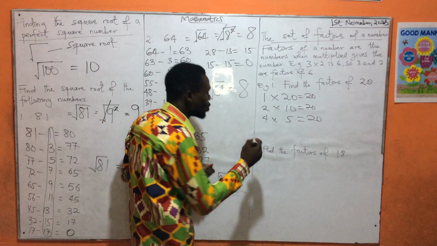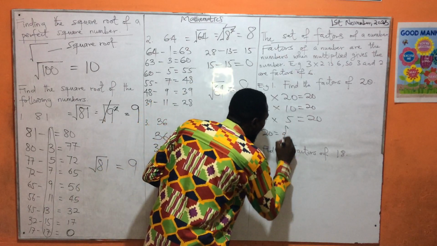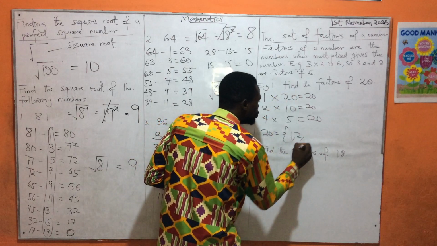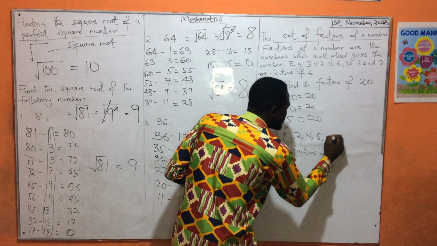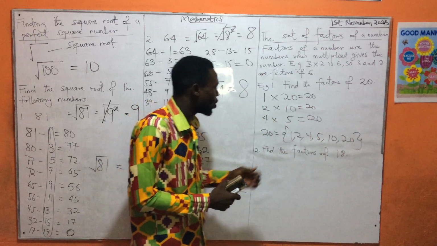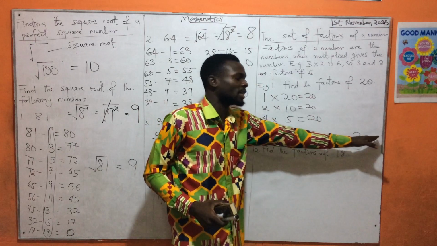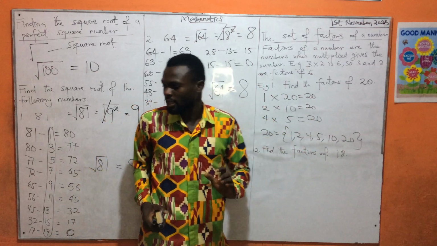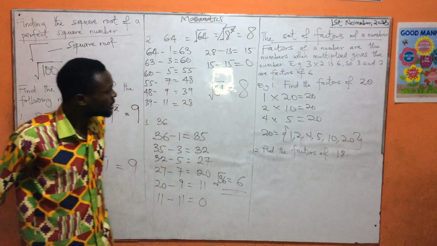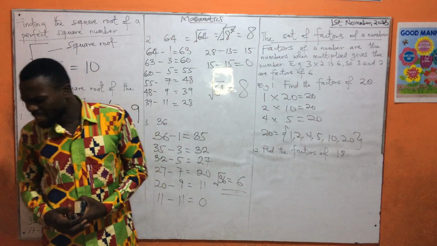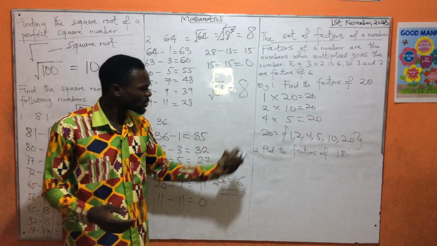It's completed. So factors of 20 happens to be, pick it in a U shape, as 1, 2, 4, 5, 10, and finally 20. So this is the set of factors of 20. That is very good. Now let's continue and look at the last one.